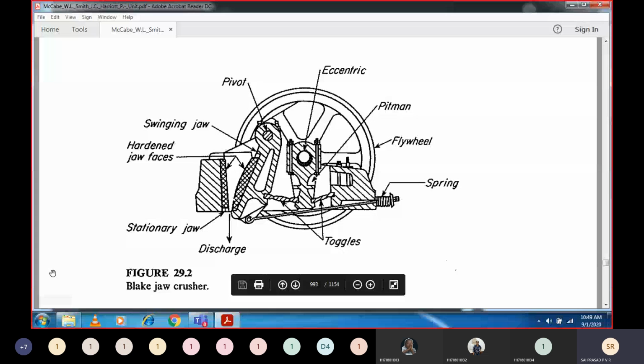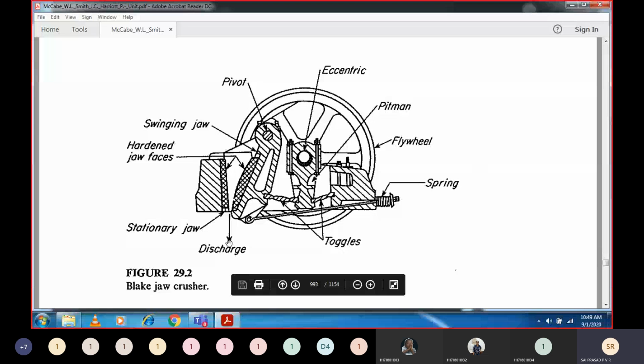There are two types of jaw crushers: the Blake type of jaw crusher and the Dodge type of jaw crusher. Now the parts: stationary jaw, hardened jaw faces, swinging jaw, pivot, eccentric, pitman, flywheel, spring, and then toggles, and then discharge.